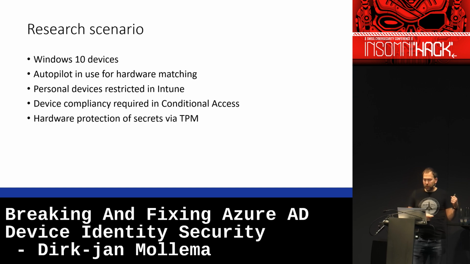We're locking down personal devices, so Intune doesn't allow us to just register or join any device. And we require device compliancy with conditional access. And also we have hardware protection of secrets by using a trusted platform module. So it's basically the most lockdown scenario that you can have.